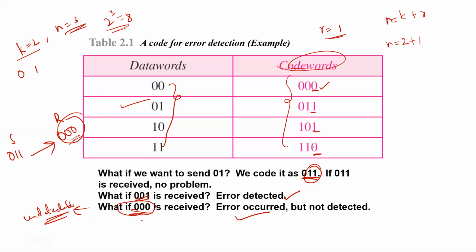An error detecting code can only detect the types of errors for which it is designed. Here it is designed for only single bit errors. Other types of errors may remain undetected. Okay, so this is for error detection. Now we will be talking about error correction.